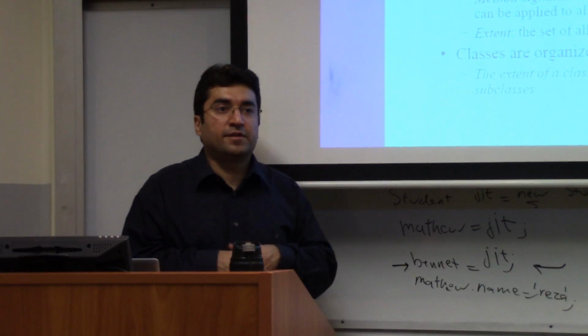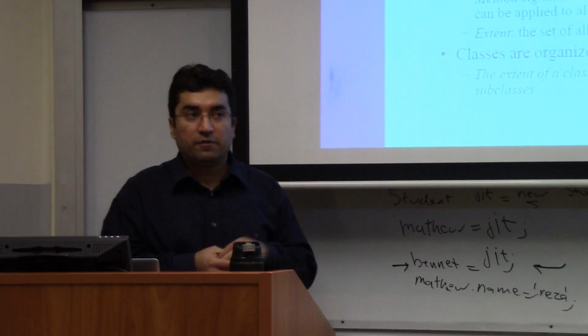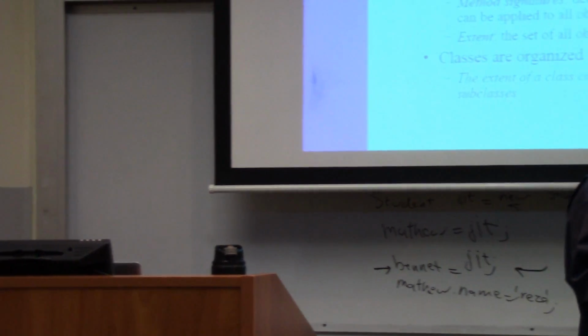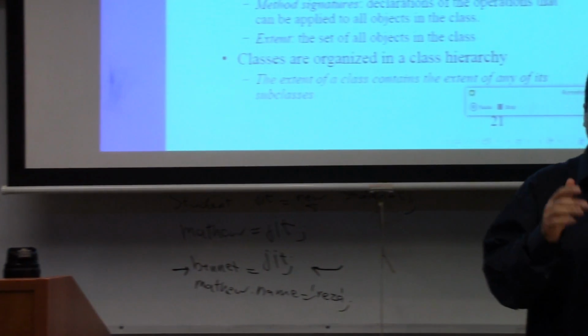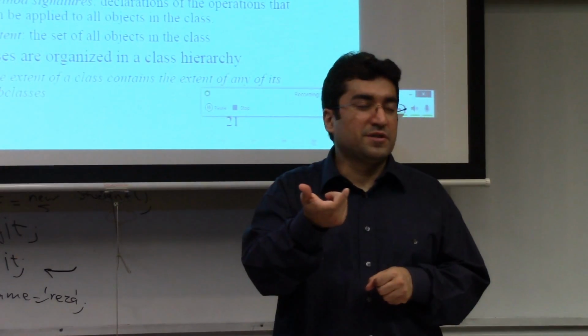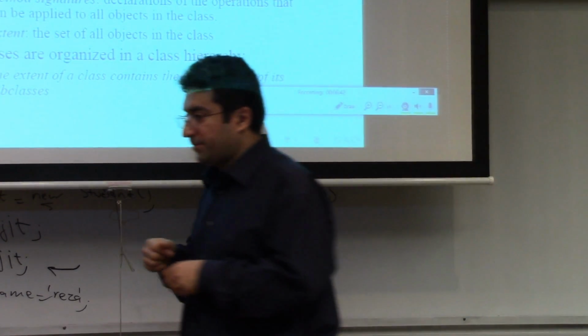The second part of the class is method signatures. We said that objects can have methods, right? For example, what was the name of the method? GetFrame or something like that, right? In the slides before.